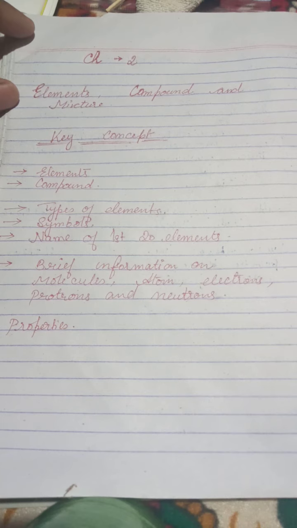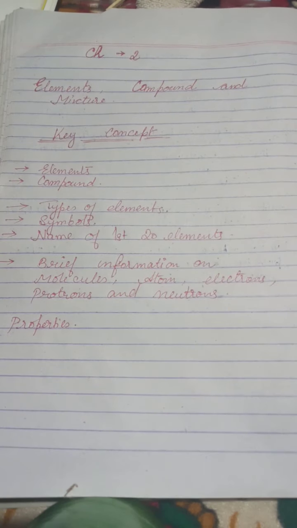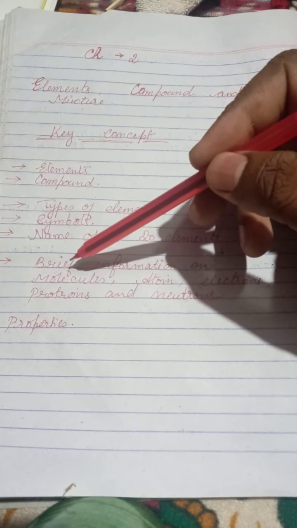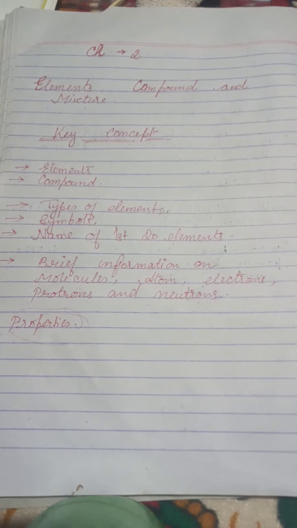Chapter 2, Element, Compound, Mixture. In this chapter we are going to learn element, compound, types of element, symbols. First 20 elements. We'll learn about some molecules, atoms, electrons, protons, neutrons in brief. Then we'll see the properties of element and compound.